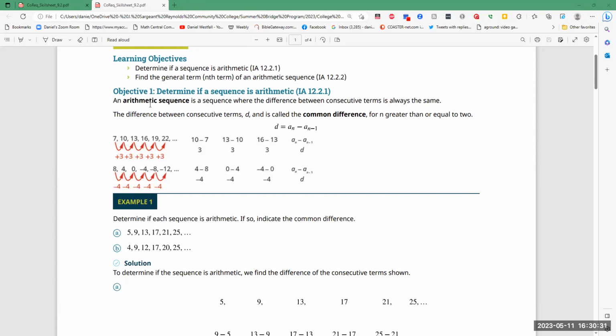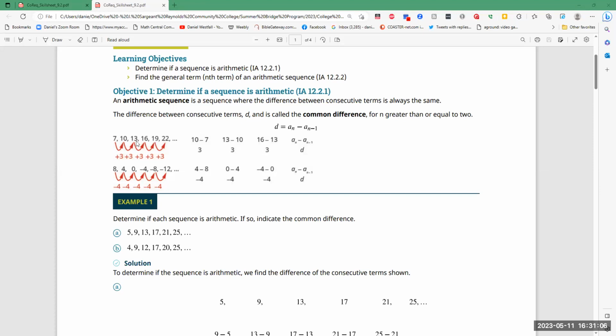is arithmetic. So an arithmetic sequence is a sequence where the difference between consecutive terms is always the same. The difference between consecutive terms is going to be called D for difference, and is called the common difference for n greater than or equal to 2. We have to have at least 2 terms to be able to find the difference between those 2 terms, because subtraction requires at least two numbers that we're finding the difference of. It's a binary operator. So we have to have side-by-side terms.